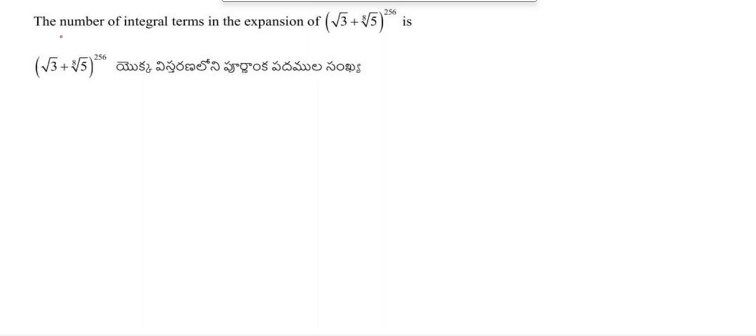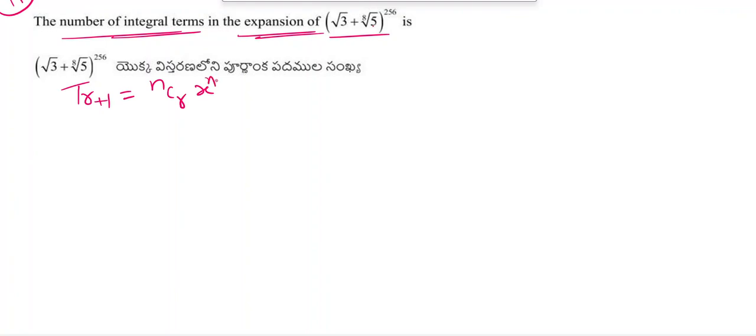This is the 11th question. The number of integral terms in the expansion of (root 3 plus 5th root of 8th root of 5) whole to the power of 256 is dash. So now we find the integral terms in the expansion. First we write down T(r+1). T(r+1) is equal to the formula nCr x to the power of n minus r, y to the power of r. So write down here, n value is 256 Cr.